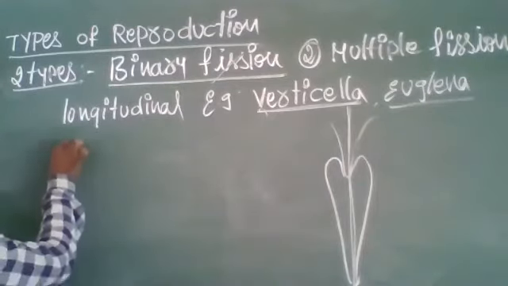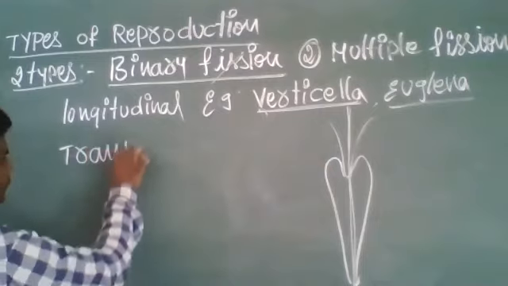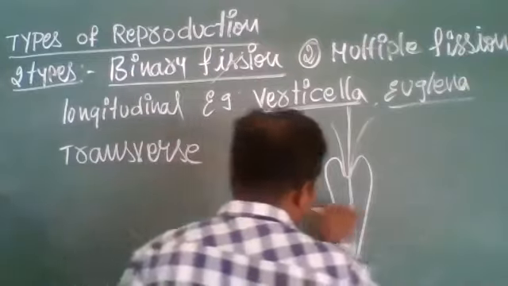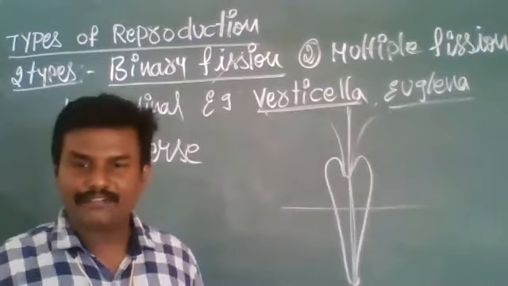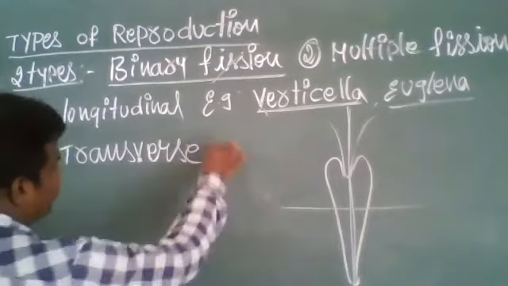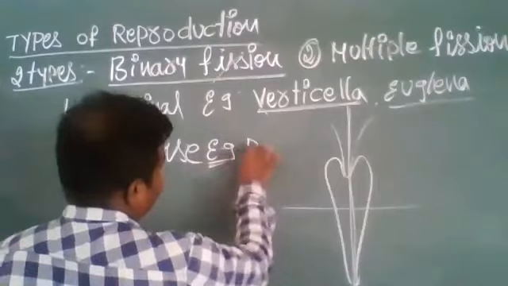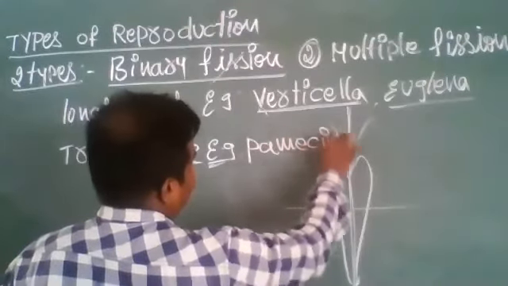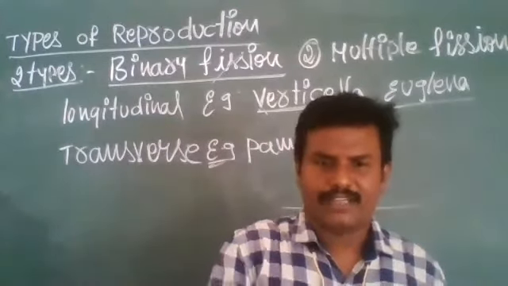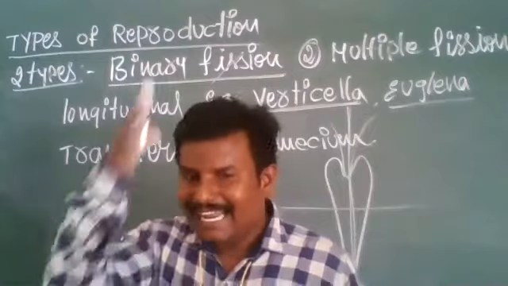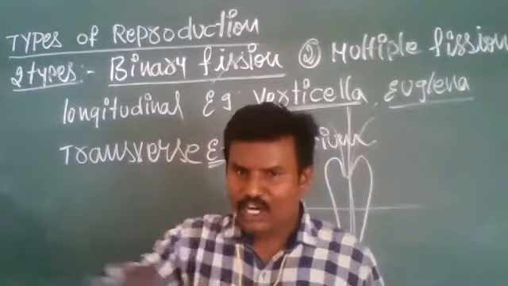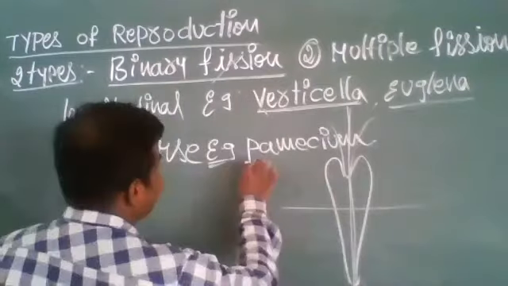The binary fission could be transverse. Transverse means horizontal, like this way. The binary fission could be horizontal, as in paramecium. Example, paramecium. If it occurs horizontally, transverse, that is in paramecium.